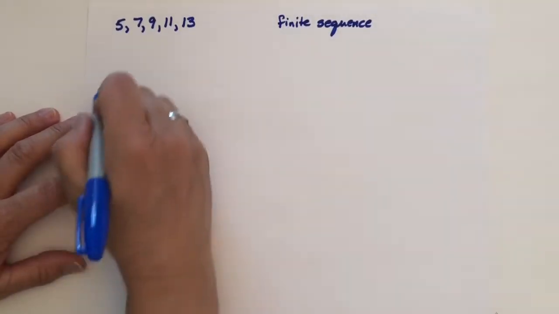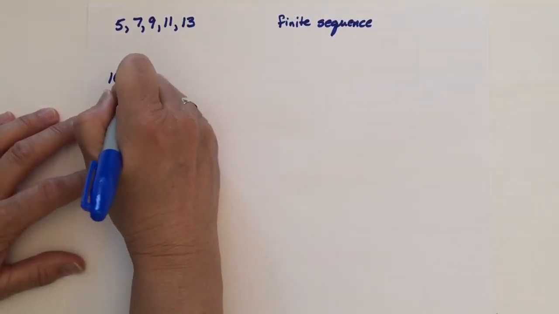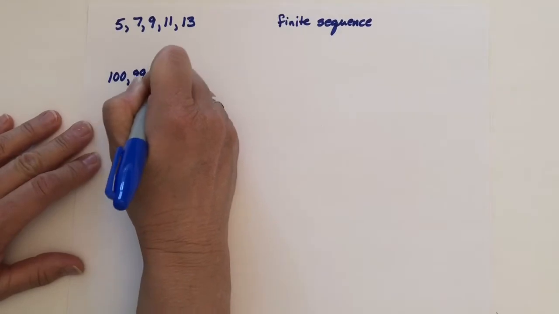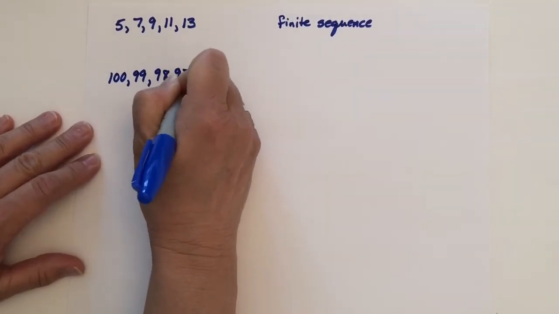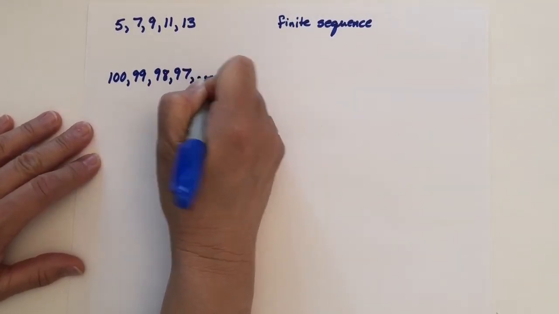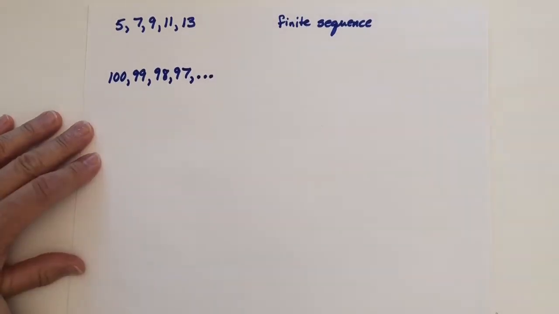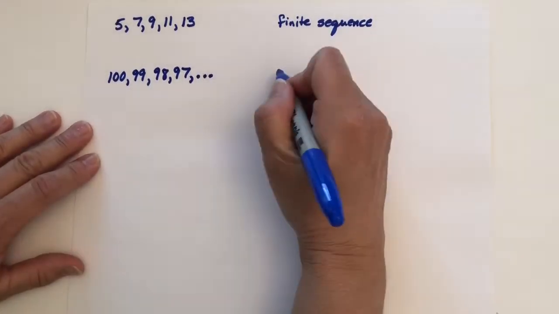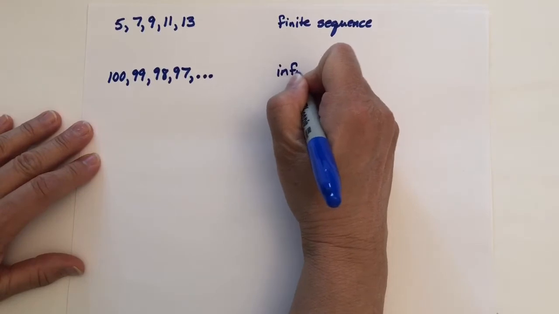But here's another sequence: 100, 99, 98, 97, and continue. And I put those 3 dots there, letting you know that it continues forever. And we would consider this to be an infinite sequence.